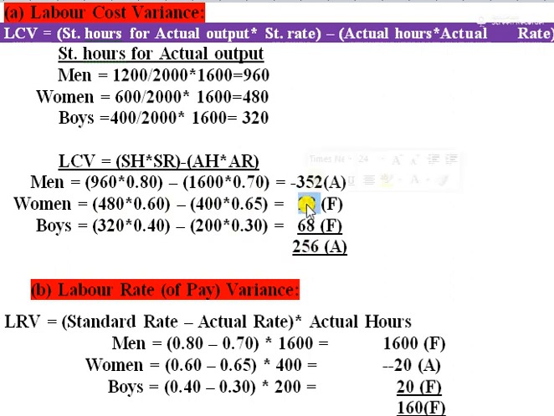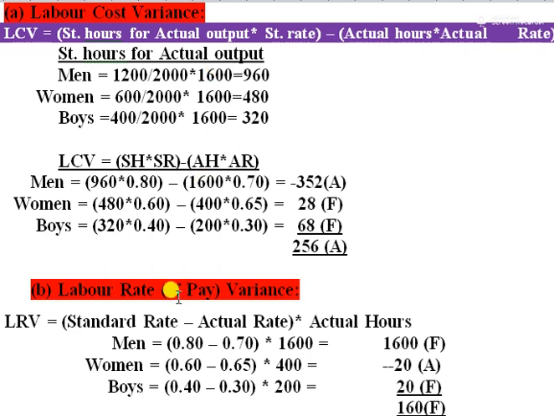I want to repeat one more time. In this problem, the actual output is 1600. The standard output is 2000. So we need to calculate the standard hours for actual output. This 1200 standard hours is meant for 2000 output. What about for 1600 output? It is 960. 960 is the standard hours for 1600 output. That is very important in this problem.